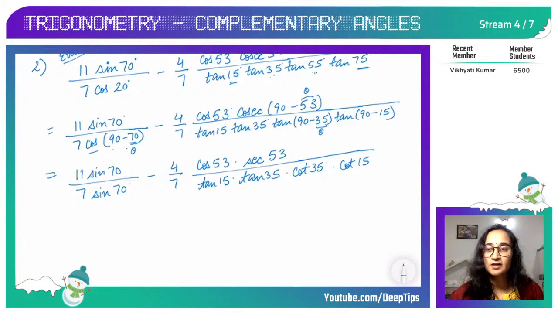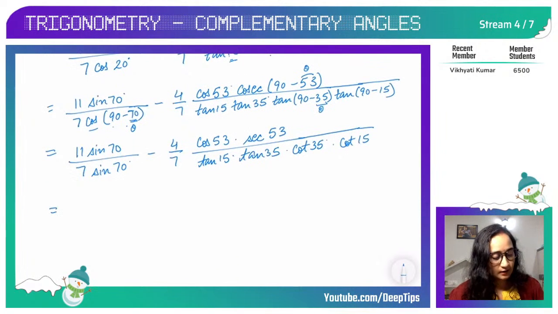So now you must be clear why I did that rewriting part in the second step, where I changed the angles to their complementary angles, and then in the third step I used the relationships that we learned in the beginning of the video. Okay, so then we used that cos 90 minus theta is equal to sine theta, and cosecant 90 minus theta is equal to secant theta. So we made use of all these things.